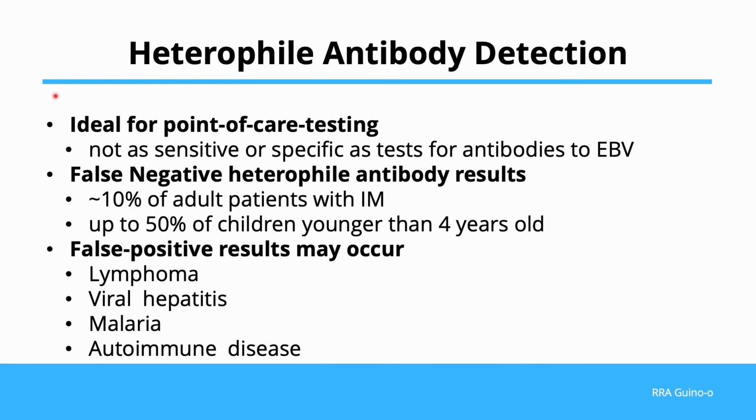Now, heterophile antibody detection is ideal for point-of-care testing, but we must take note that they are not as sensitive or as specific as tests for antibodies towards EBV. And this is because heterophile antibody detection is very susceptible to false negative and false positive results. False negative results occur in approximately 10% of adult patients with infectious mononucleosis, and this increases to 50% if the patient is a child younger than 4 years old. You can also have false positive results in some cases of lymphoma, viral hepatitis, malaria, and certain autoimmune diseases.